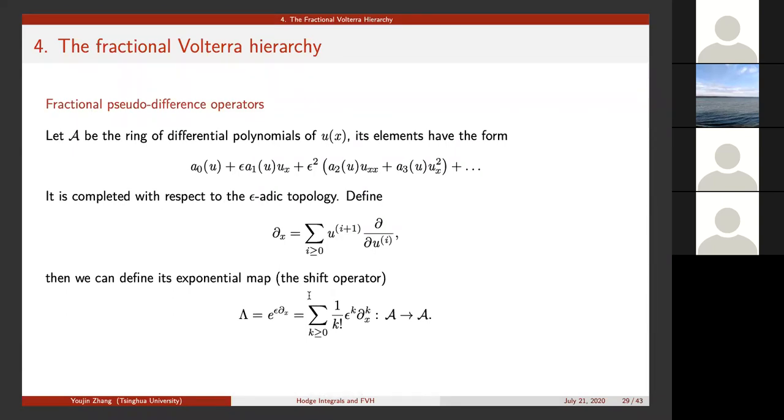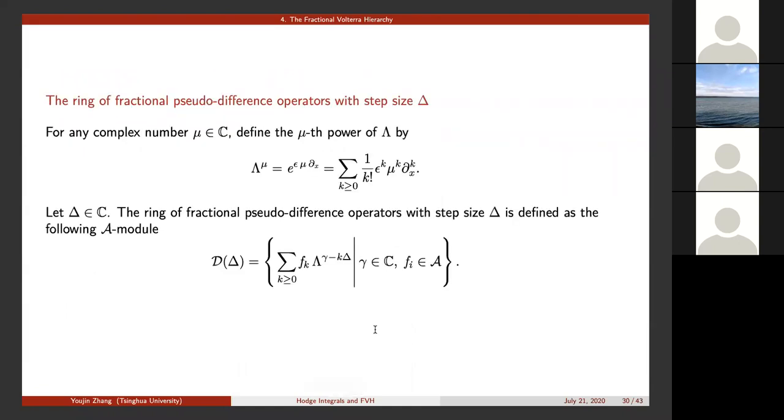Now let me explain what the fractional Volterra hierarchy is. We can define it by using our familiar method of pseudo-differential operators. We can consider the pseudo linear difference polynomials given by this form, and on this ring A we have this shift operator defined by this expansion from power series. Then we can define any power with complex numbers lambda, mu, and we can define certain linear fractional pseudo-difference operators by using this shift operator.